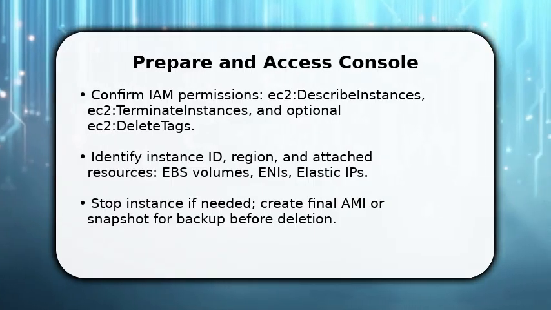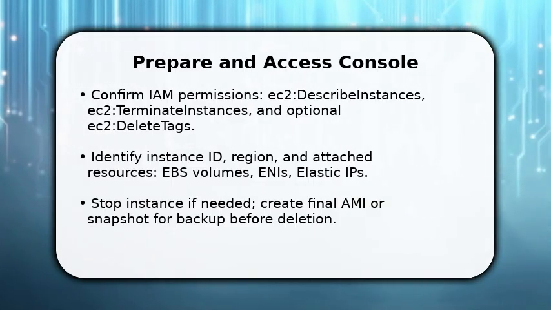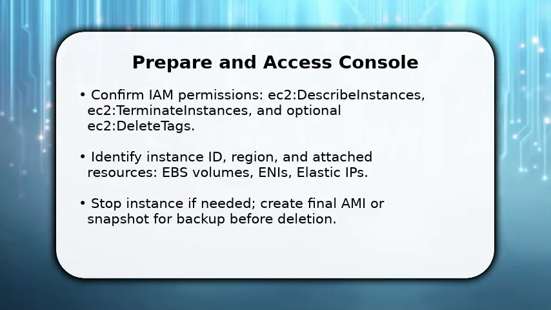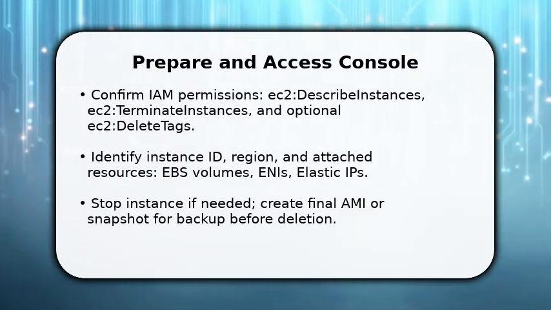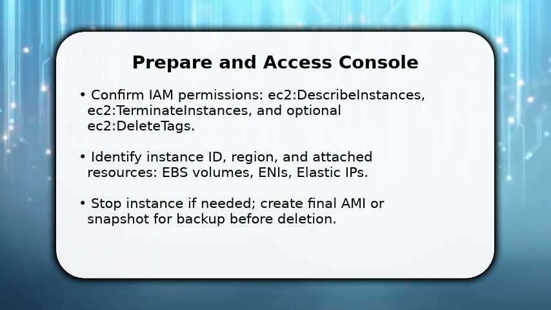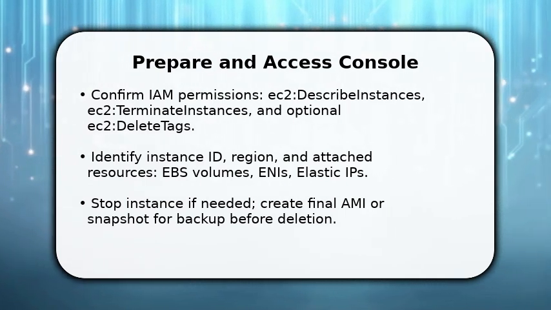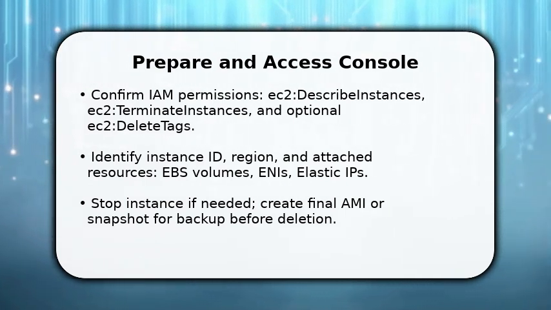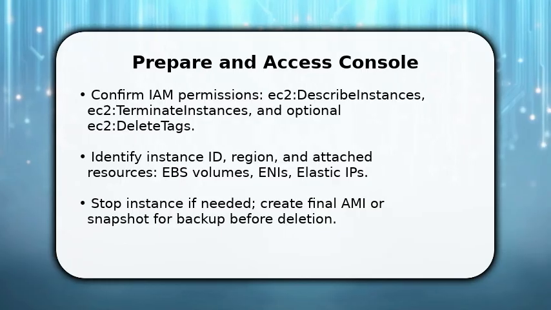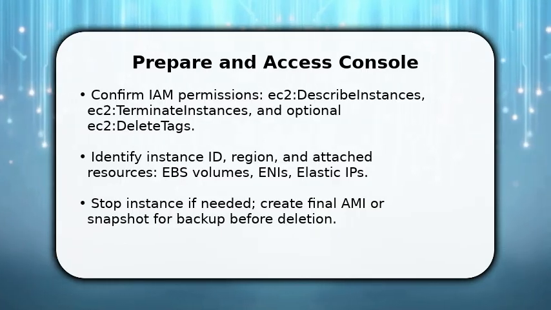This preserves data. Make sure to stop the instance first if you want a consistent snapshot, because running disks may yield incomplete backups. You will now terminate the instance. Select it in the EC2 console, choose Actions, then Instance State, then Terminate, and confirm the action.